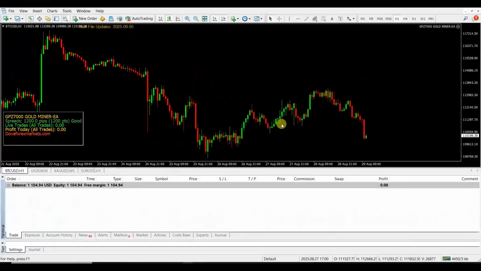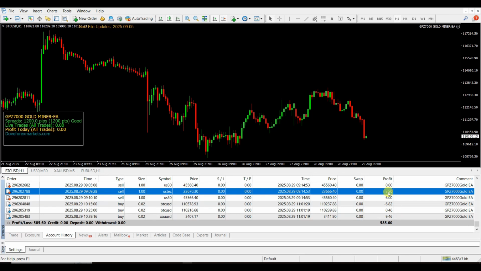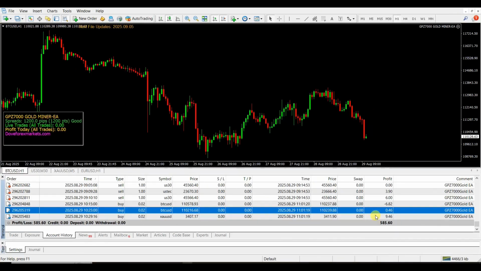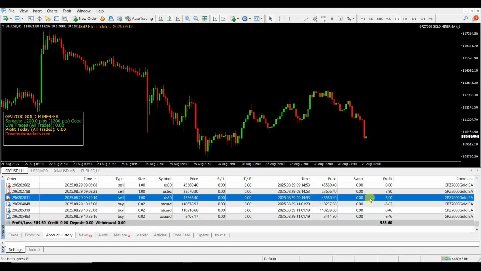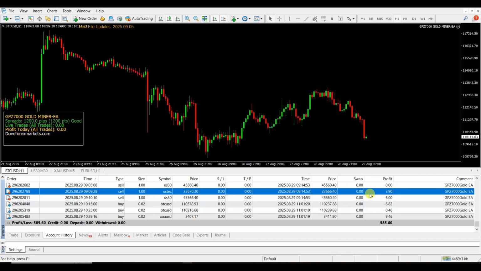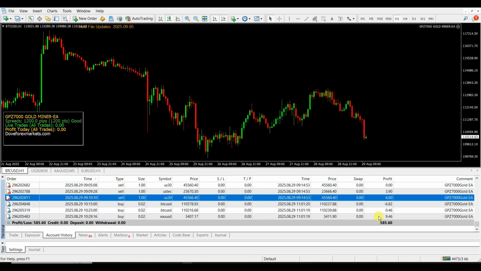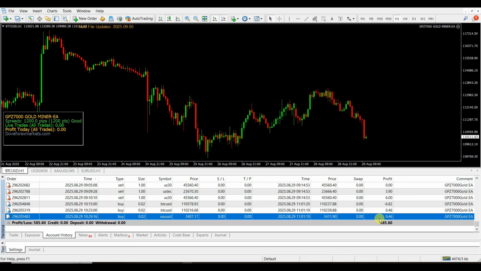So that you're aware, we had trades which were running here. We just closed up, and you can see all the TPs were hit. Losses will always be hit accordingly, and you don't land into extreme losses. It cuts off automatically. Wow, we are done. Cool. That is the power of the GPZ7000 Gold EA.